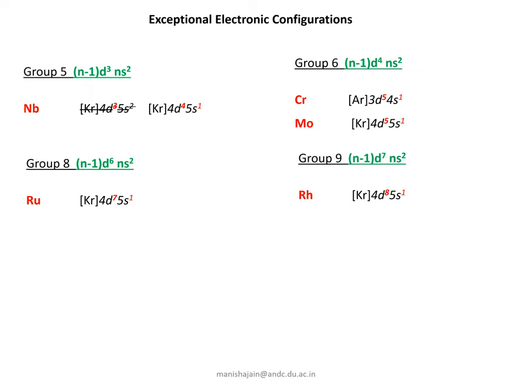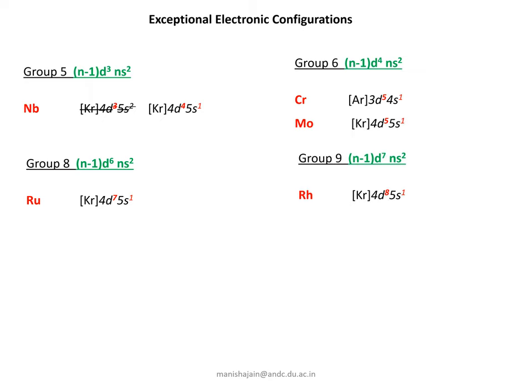For group 10, the anomaly is observed not only in 4d but in the 5d series also. And for group 11, d9 changes to the completely filled d orbital configuration, which is d10 s1. Here again we are seeing the anomaly in the 5d transition series element, which is gold. Now one can easily see here that we are not observing the anomaly in the 5d transition series till group 9.